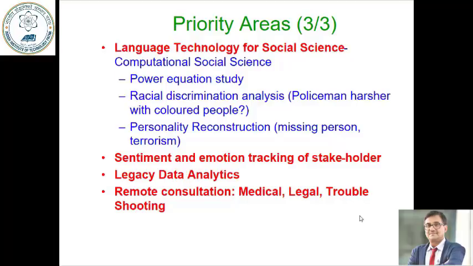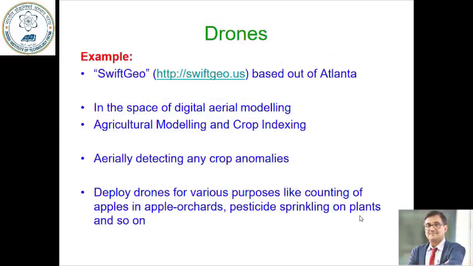Legacy data analytics is important. There are companies like Accenture and NTPC who have collected huge amount of data over the years, and they require processing and collecting knowledge from them. So that's a priority area. Remote consultation I have already mentioned, that can happen not only in medical but also legal and troubleshooting domains.